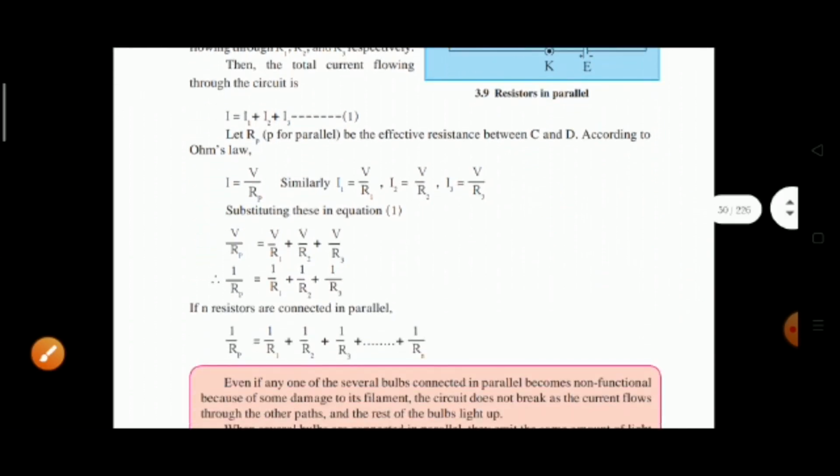So the final result will be 1 upon Rp, that is the total resistance, equals 1 upon R1 plus 1 upon R2 plus 1 upon R3 up to 1 upon Rn, where n defines the number of resistors. There need not be only three resistors connected. There can be n numbers of resistances connected, 1 to 100 to thousands, if you consider.